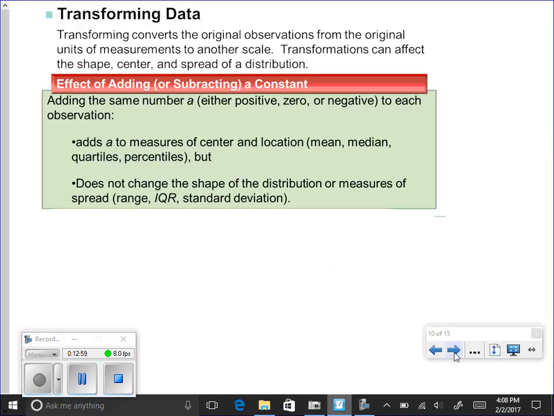So the last thing I want to talk about is transforming data. If you added a number to all of your data, how would that change the measures of center, spread, location, shape, and all of that? Adding a number to all the data observations would add that same number to center and location. So that would be your mean, median, quartiles, and percentiles. However, it would not change the shape or the spread. So range, IQR, standard deviation, and the shape would stay the same.